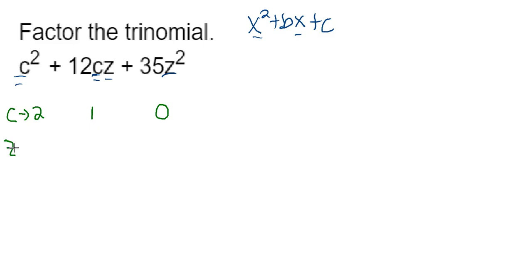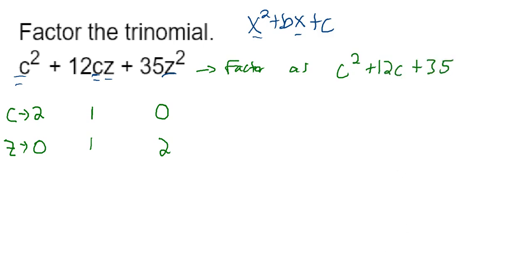So for z, the pattern is the first term has no powers of z, the middle term has one power of z, the last term has two powers of z. So as long as your two variables fit this structure, you can factor it as c squared plus 12c plus 35. Factor it as if that second variable is not even in the problem. Get that answer, and then we will fix it to account for that second variable.